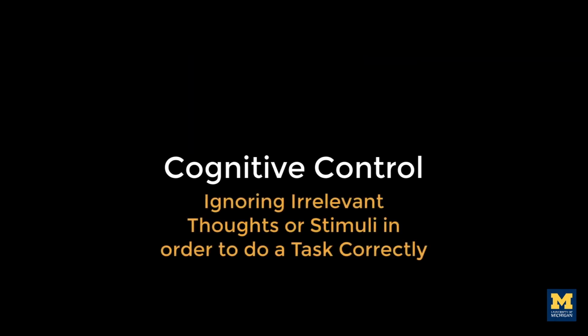For this course, we're going to define cognitive control as the ability to ignore irrelevant thoughts or stimuli in order to do a task correctly.